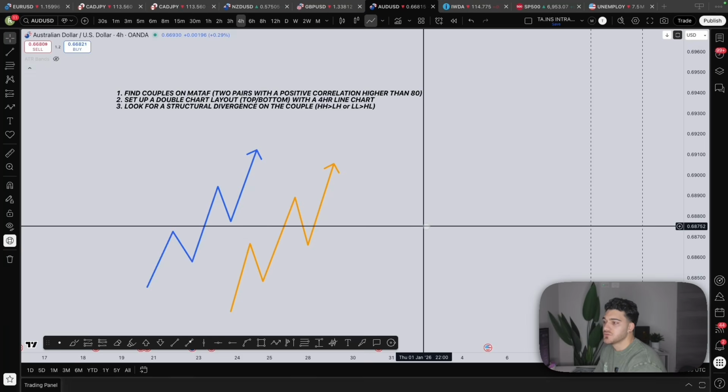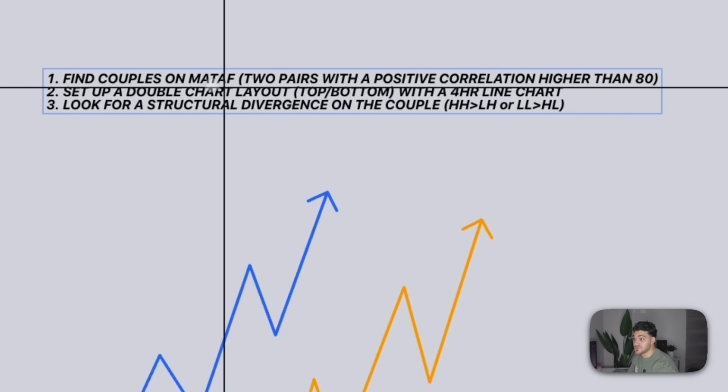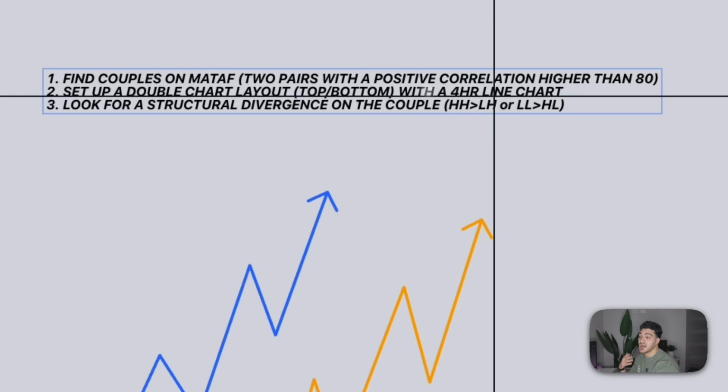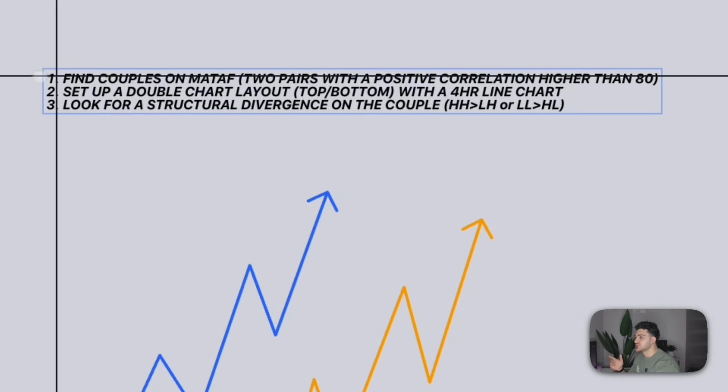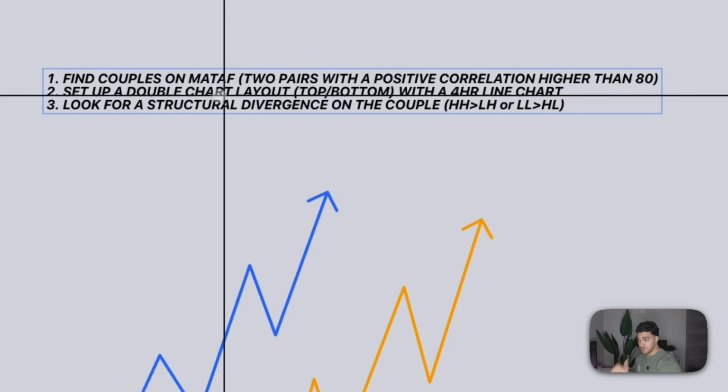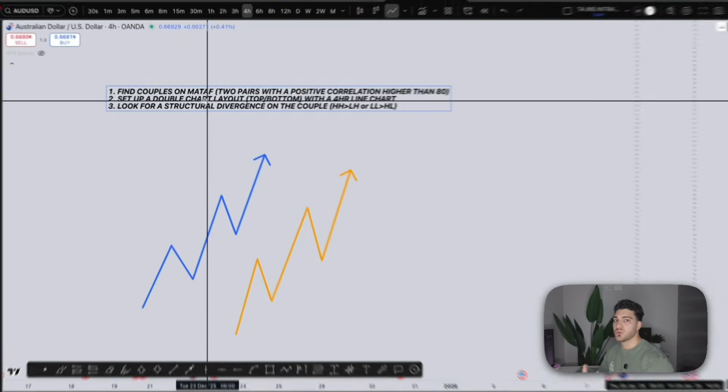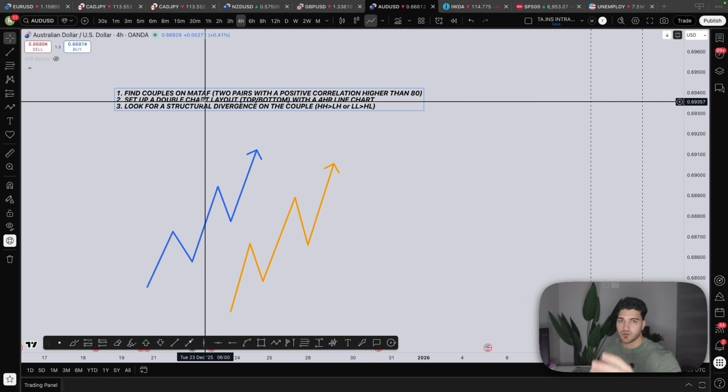And like this, we have the 2 pairs, one on top of the other, both on a line chart. So the first step for us was finding couples on Mataf, so 2 pairs with a positive correlation value higher than 80. Our second step was to set up a double chart layout, with top and bottom on the 4-hour line chart. Remember, we use the line chart, we don't use candles or bars or stuff like this, we only use the line chart in that case.